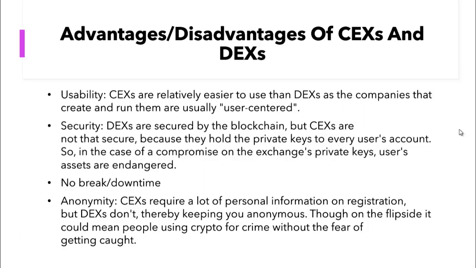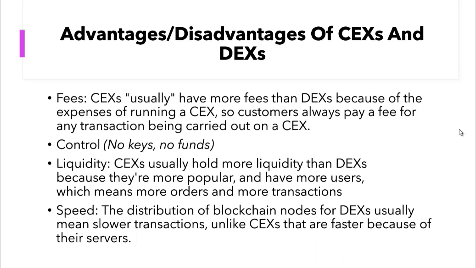Though on the flip side of it, it could mean people using crypto for crime without the fear of getting caught. People just kidnap somebody, for instance, and say send to so and so wallet address. So people can do that because they know that they're not going to get caught. It's a DEX, a decentralized wallet. But if it's on a centralized exchange, when they send it, they will just trace the wallet address to that particular centralized exchange, and then the person is caught. So that's that.